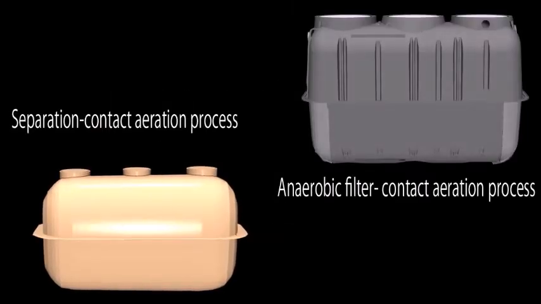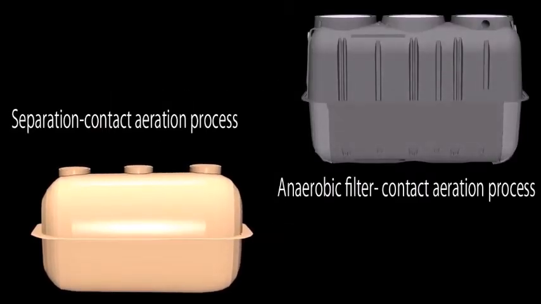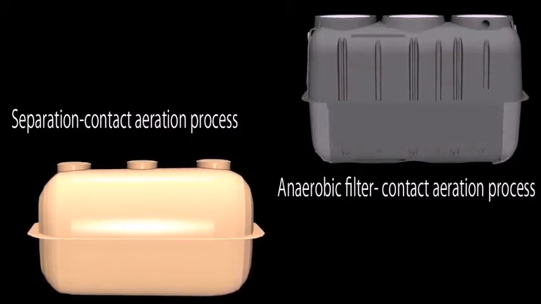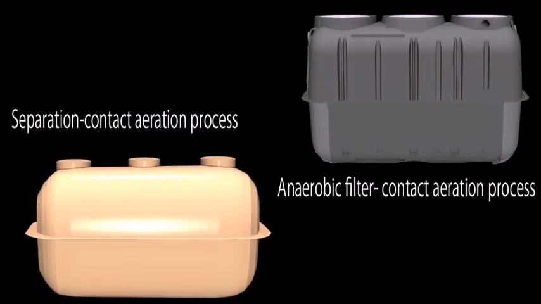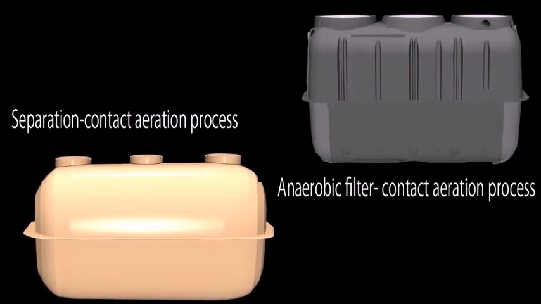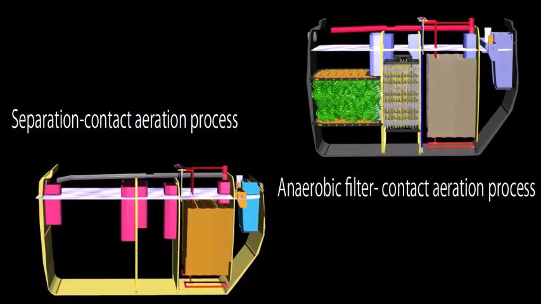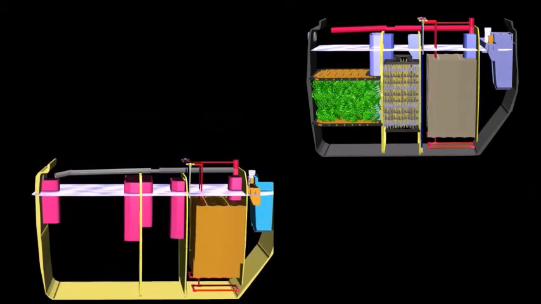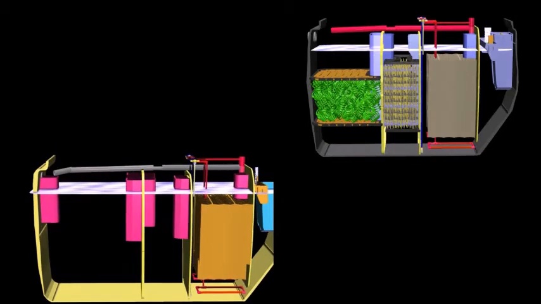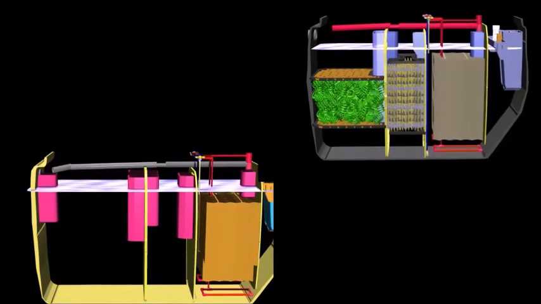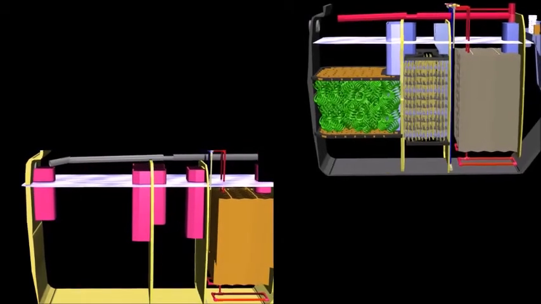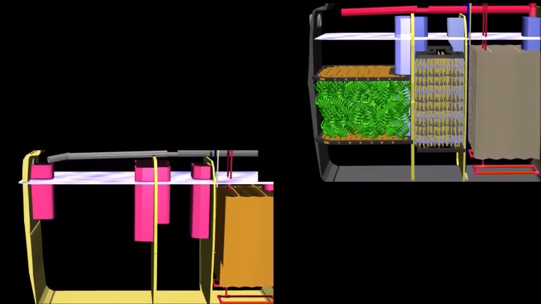The small-scale JOHKASOU includes two processes. One is the separation contact aeration process, which is a combination of a sedimentation separation tank and a contact aeration tank. The other is the anaerobic filter contact aeration process, which is a combination of an anaerobic filter tank, in which a filter media is filled for capturing solids, and a contact aeration tank.